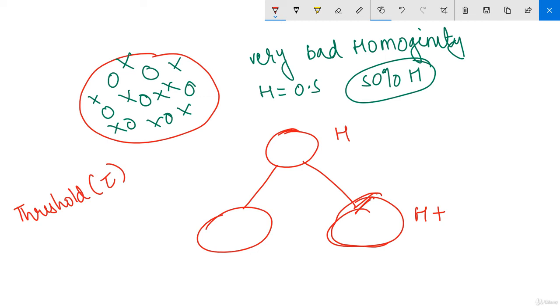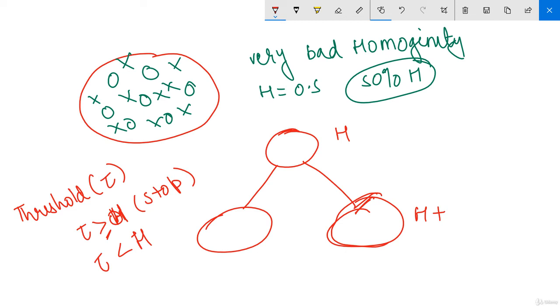We fix a value tau, named the threshold, and we keep checking whether the homogeneity we are getting is greater than tau. If yes, if it is greater than tau or equal to tau, we stop right there and make it a leaf node. But if homogeneity is less than tau, then we keep on splitting it until our H increases to our previous value.